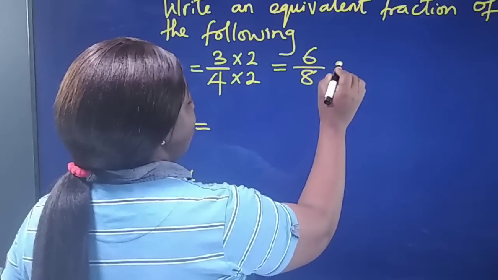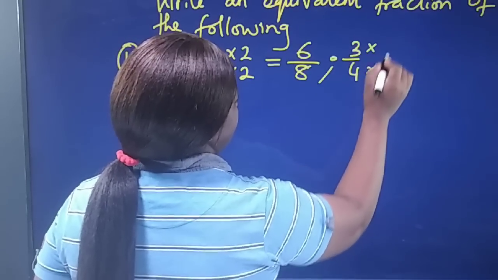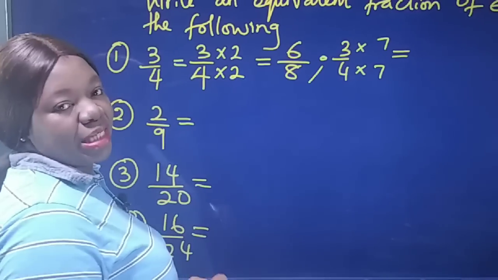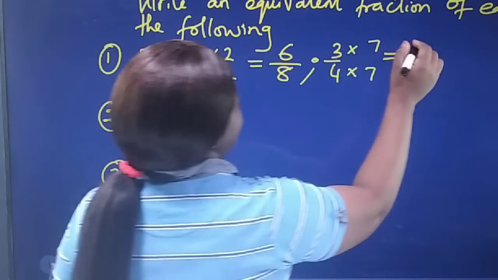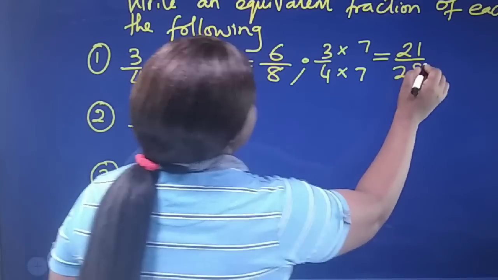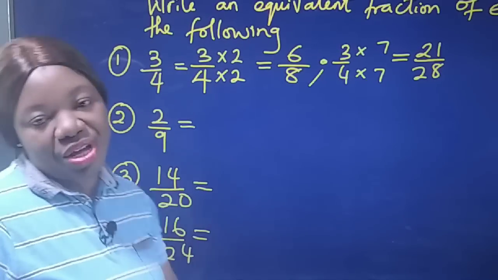Now, if I want to have another equivalent fraction, I can say 3 over 4 times 7. I can multiply the numerator and the denominator by 7, okay? So 3 times 7 is 21. 4 times 7 is 28. So 21 over 28 is equal to 3 over 4.